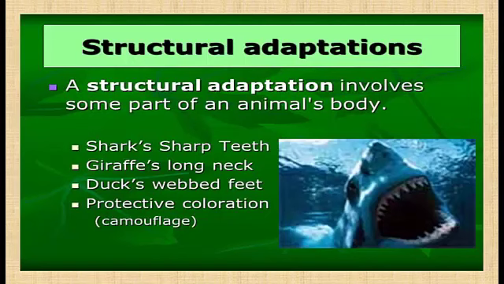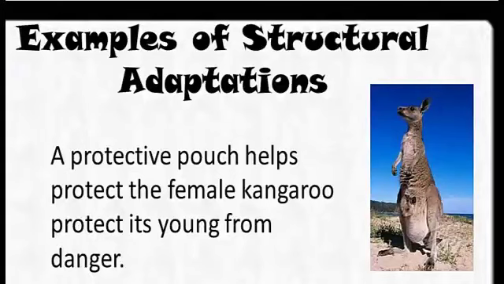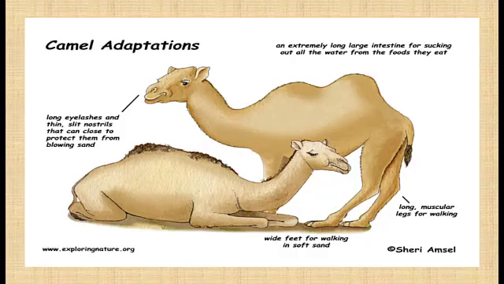Some examples of structural adaptation. Students, as you know, structural adaptation involves some parts of an animal's body, just like a shark's sharp teeth, a giraffe's long neck, a duck's webbed feet, and protective coloration known as camouflage of the Arctic fox. Another structural adaptation is the protective pouch of a female kangaroo. It protects its young from danger.